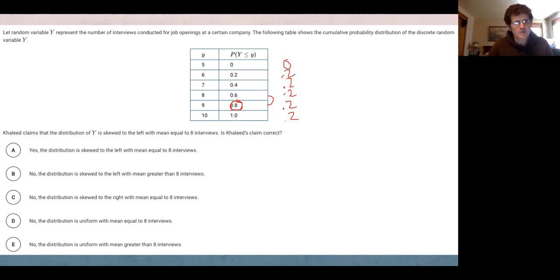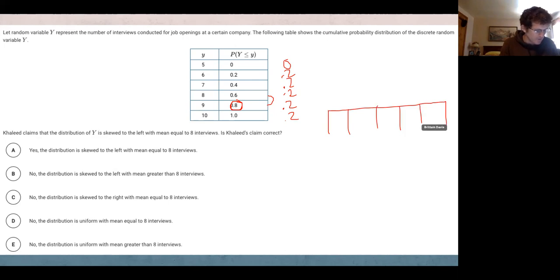Khalid claims that the distribution of random variable y is skewed to the left with a mean equal to 8 interviews. This is the number of interviews conducted for job openings at a company. So we can see with 0.2, the probability distribution will be uniform.